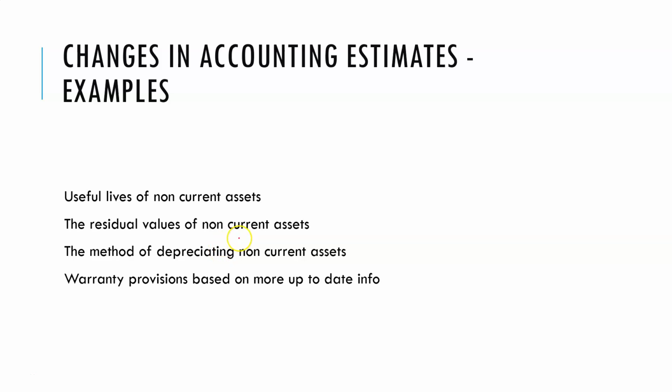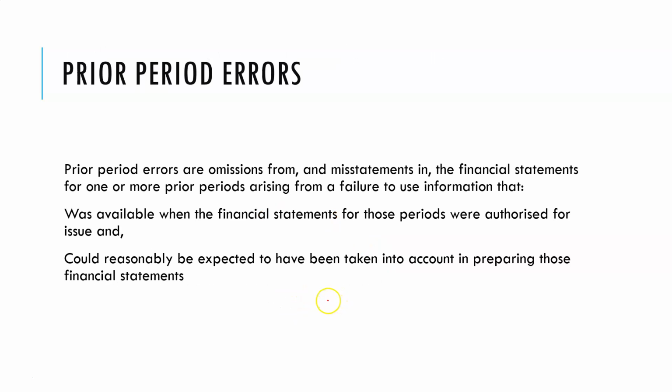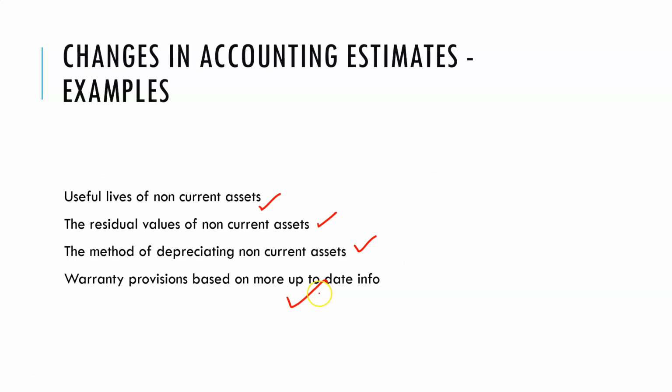For examples, you might have the useful life changing. Of course, the depreciation figure itself is changing due to it. Depreciation is a function, isn't it, typically of useful life, the residual value, and the method of depreciation. Like I said, you might have warranty provisions, whatever it is, all prospective based on new information. And so that's the second one. The key point here is accounting estimates are always prospective.